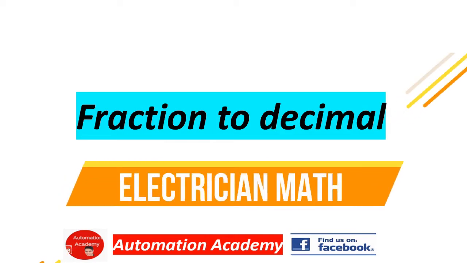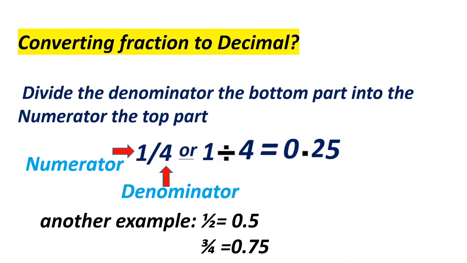Our next topic is fraction to decimal. Converting fraction to decimal: divide the denominator, the bottom part, into the numerator, the top part. 1/4, for example, 1 is the numerator, 4 is the denominator, or the same as 1 divided by 4 equals 0.25. Another example, 1/2 equals 0.5, 3/4 equals 0.75.